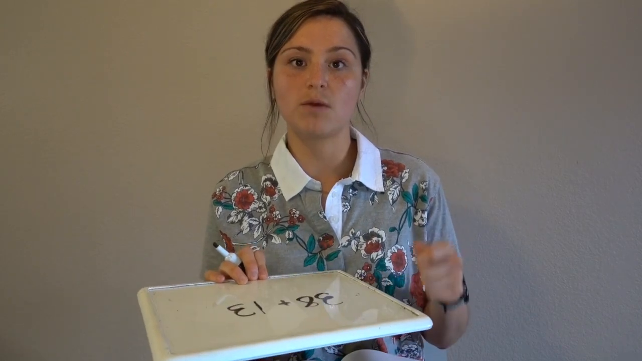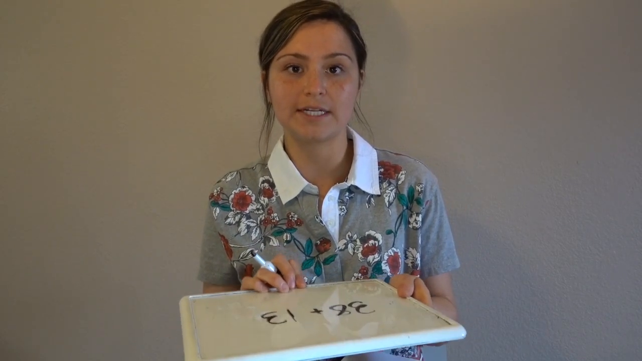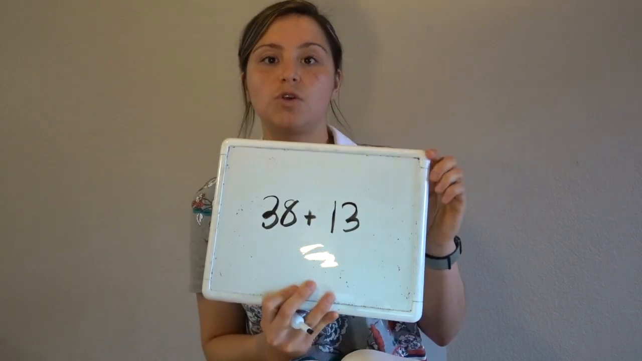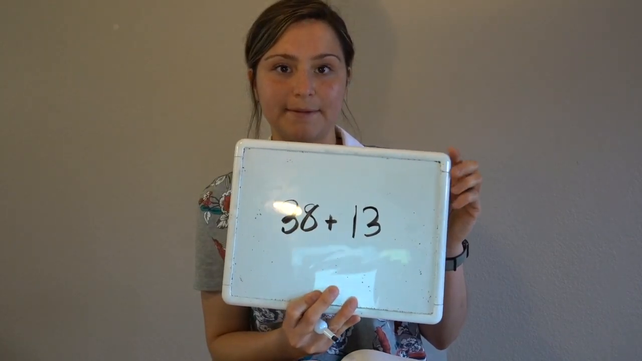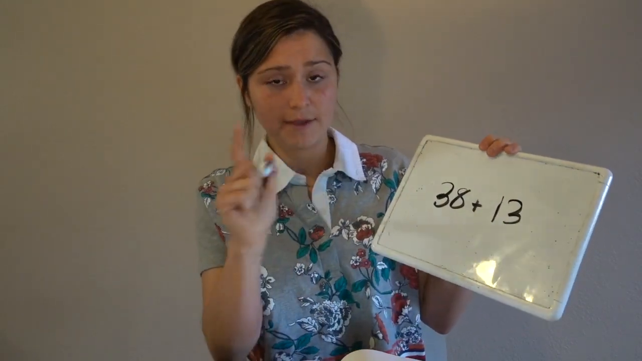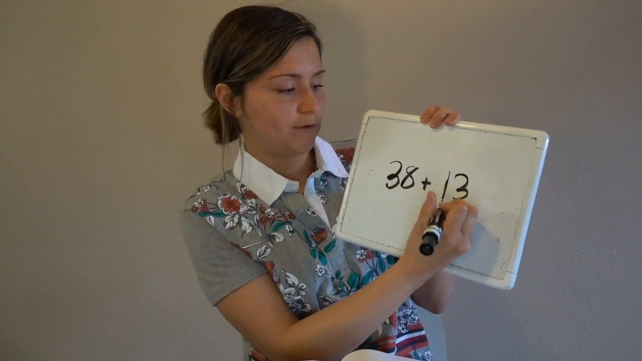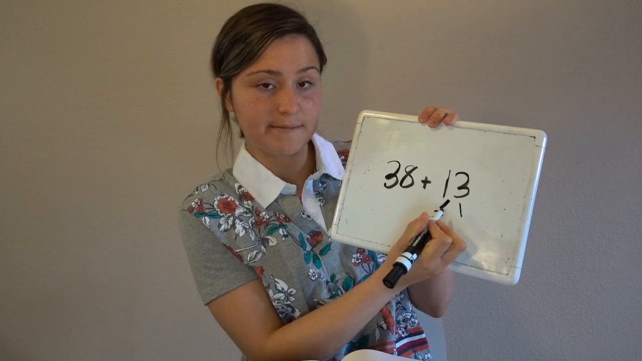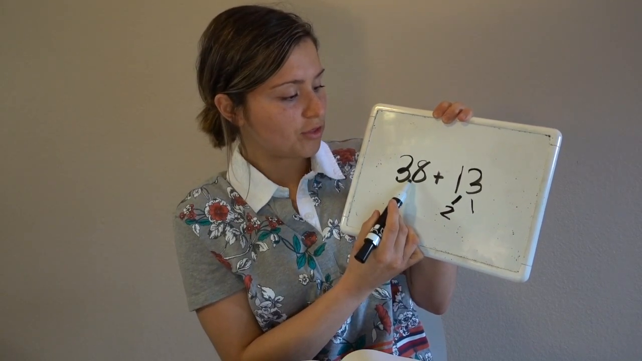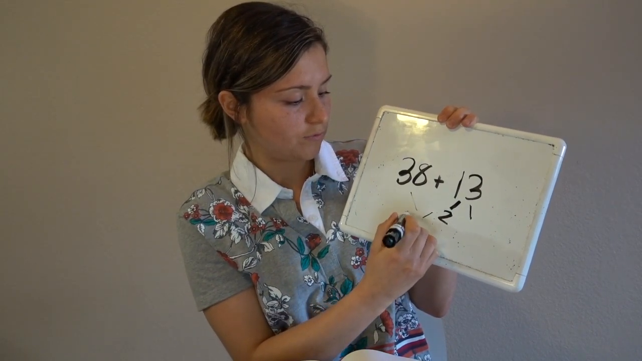All right, again, we want to think, what can we decompose our number into to get to the landmark number? So 38 plus 13. Right. If you need to, pause it. We already know that 2 more gets us to our friendly number, so I can begin by decomposing this into a 2. 38 and 2 equals 40.